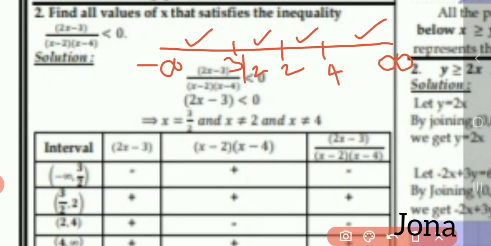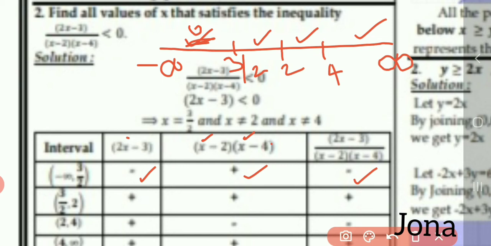So let me take the intervals one by one, and according to this I want to find whether each of the factors is positive or negative. For the first one, from minus infinity to 3 by 2, I can take 0 here, isn't it? In this interval I can take 0, so put 0 here. If I put 0 in this place, 0 minus 3 is minus only. And then in the denominator, if I put 0 here, minus 2 will be the answer. If I put 0 here, minus 4 will be the answer. So minus and minus will give plus.